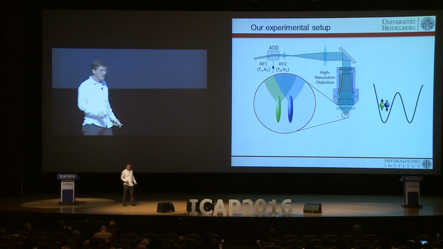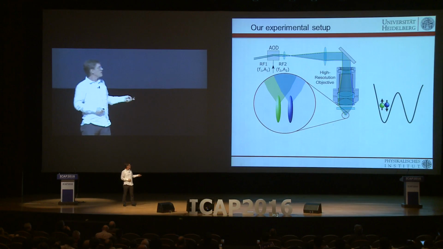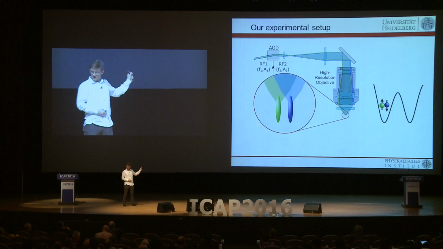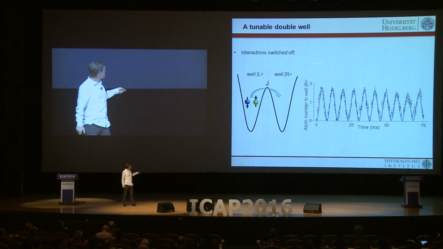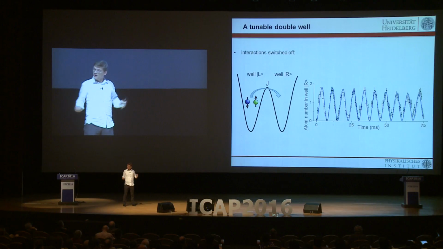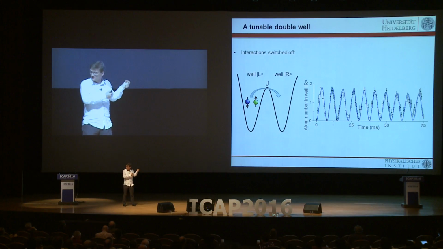So how can we extend this system? First of all, we can think of actually realizing more than one well. Here in this case, what I'm showing you is just two wells, a double well system, and we can initialize the system in such a way that we have two particles in a single well, and then switch on the other one abruptly and observe the tunneling dynamics, and that's what you see here. What's plotted is the number of atoms observed in the right well here, and you can see very nice Rabi oscillations here if the interactions between the two particles are switched off.